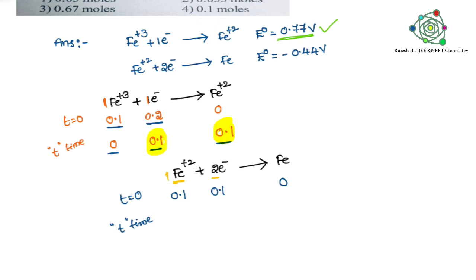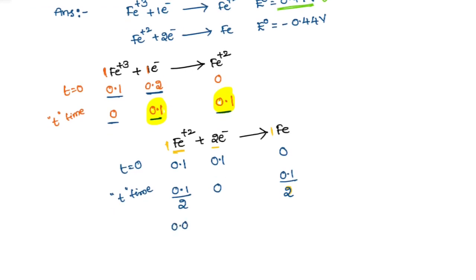How can I say? Because 1 mole of Fe+2 needs 2 moles of electrons, but in the given data only 0.1 is available, so that is not possible. That's why the electrons are the limiting reagent, which means they are totally consumed and some quantity of Fe+2 will remain. The remaining quantity is exactly what forms Fe. Therefore 0.1 by 2 of Fe+2 remains and 0.1 by 2 of Fe is formed.